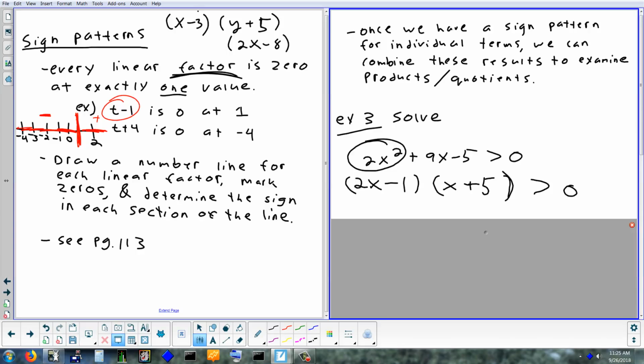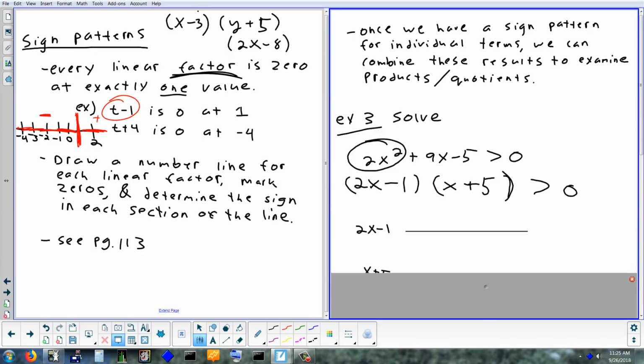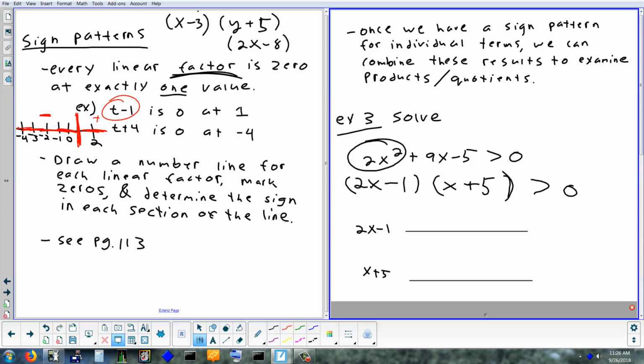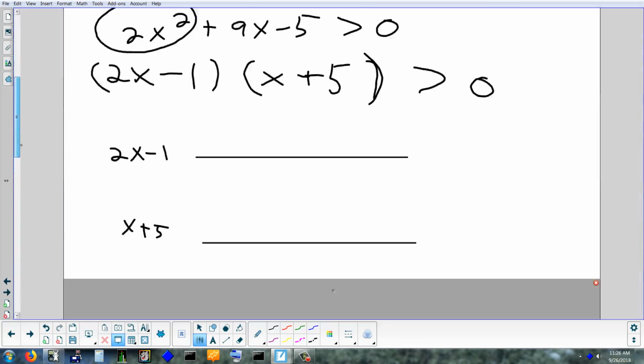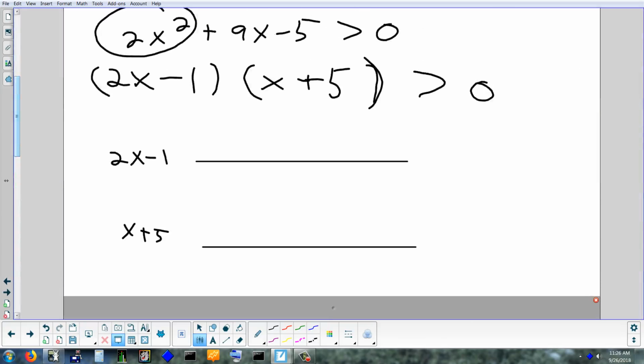Perfect. So now we've got two linear factors. I'm going to set up a number line for 2x minus 1 and x plus 5. On that number line, I'm going to mark the zeros. So for 2x minus 1, what would you plug in for x to make that come out to 0?